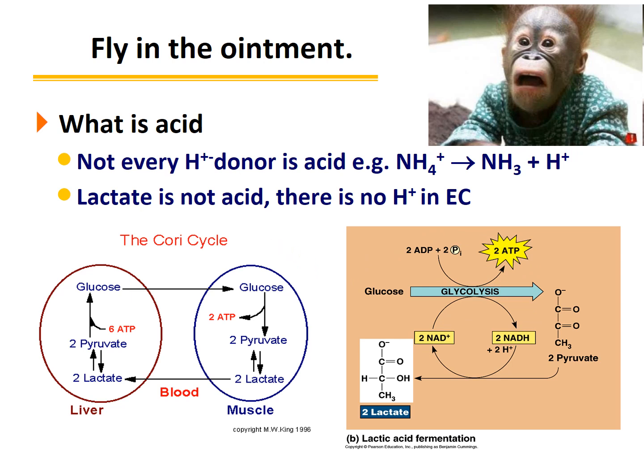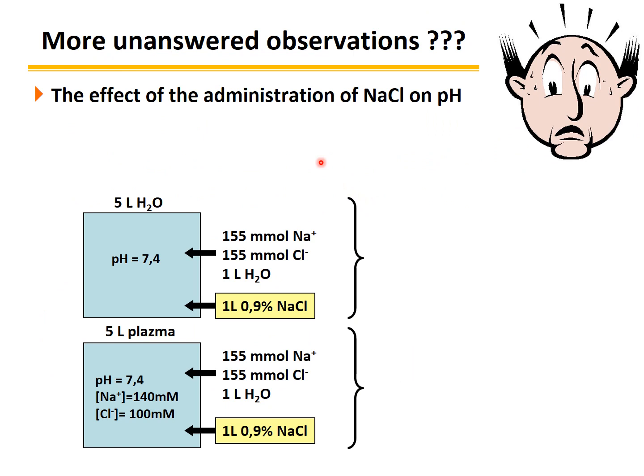We do have only the lactate coming out, a negatively charged ion, and that can cause acidosis. Why? It's strange. Now another thing, it's an unanswered observation, and usually in the intensive care unit, the doctors already figured this one out a long time ago. Now let's see the effect of the administration of sodium chloride on the pH.